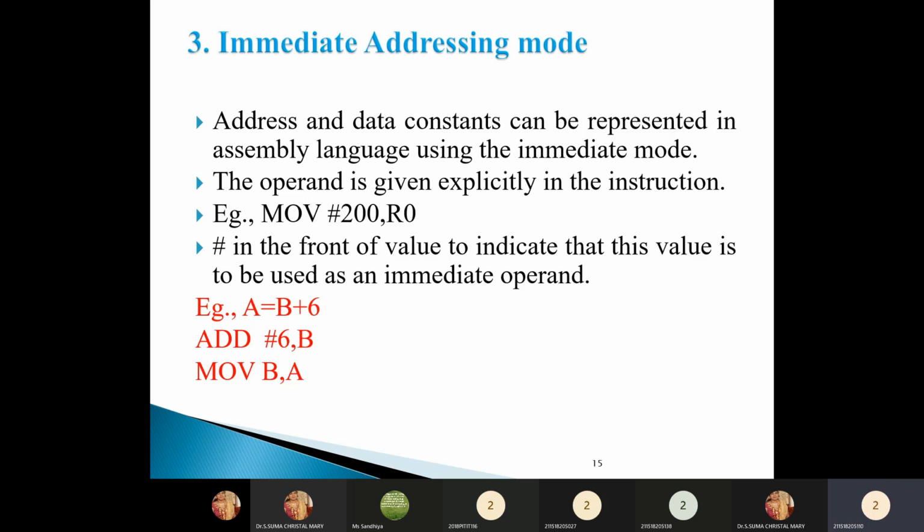For example, move #200, R0. Here the hash is in front of the value to indicate that this value is to be used as an immediate operand. For example, we have A equals B plus 6. Now we are adding #6, B. Now we are moving B, A. We are moving the contents of B into A. As I told you earlier, we just have to understand, and it will be very easy. Instructions are very easy here.